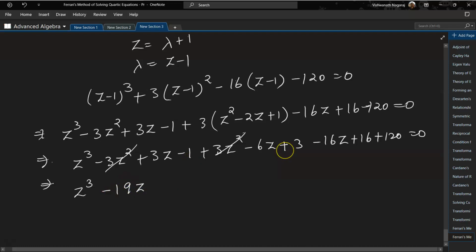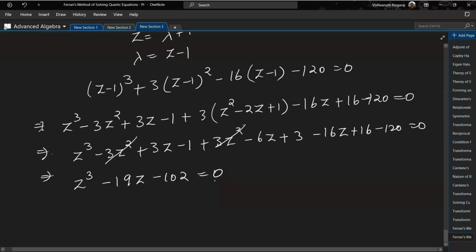Minus 1 plus 3 is plus 2. Plus 2 plus 16 is plus 18. This is minus 120. So plus 18 minus 120 is minus 102 equal to 0. Okay, so we have got a cubic equation now.